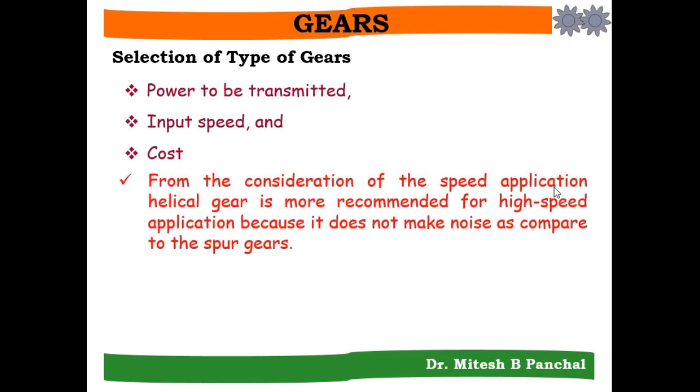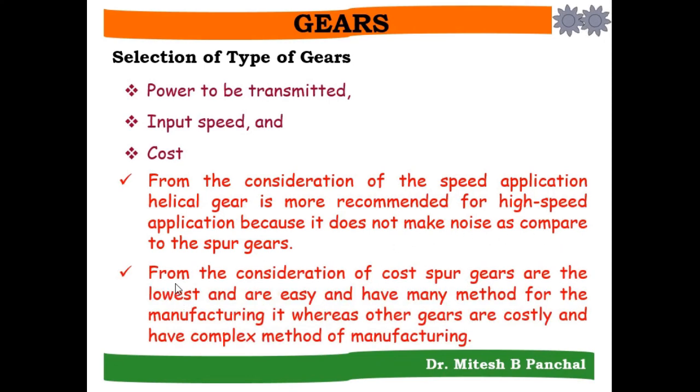From the consideration of speed application, helical gear is more recommended for high speed application because it does not make noise as compared to the spur gear. From the consideration of cost, spur gears are the lowest and are easy and have many methods for manufacturing, whereas other gears are costly and have complex methods of manufacturing. So according to these two statements, the selection of proper type of gear is an important criteria of design of gear. I hope the topic is clear.